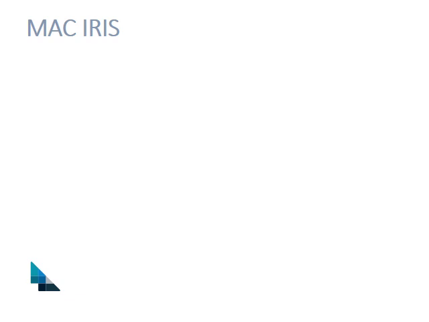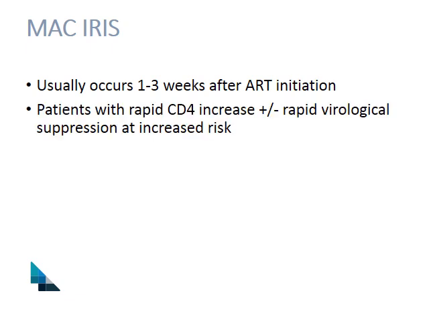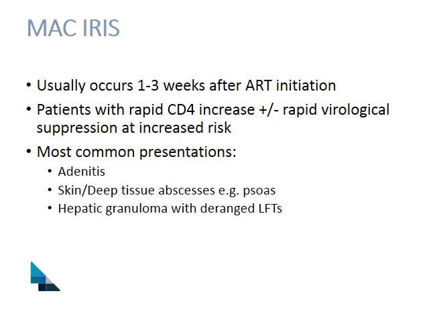Just a quick slide on MAC IRIS. IRIS with MAC is quite common. It can usually occur about 1 to 3 weeks after ART initiation, and it's typically in patients where the CD4 count is going up rapidly or there is rapid virological suppression. Of course, most of our MAC patients have very low CD4 counts, and if they respond very well to the ARVs, they're at a higher risk of IRIS. It can present in all kinds of ways. It can present like an adenitis. You can get skin or deep tissue abscesses due to MAC, and you can even get hepatic granulomas with very deranged LFTs.